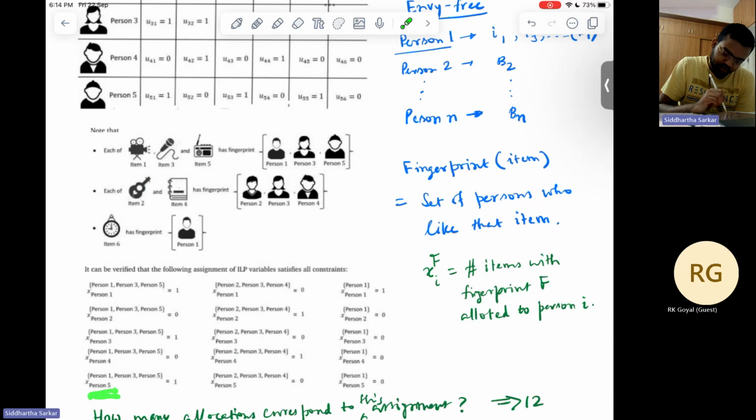And person 5 is given one of these items. So what is left? The radio is left. So person 5 gets the radio. The question is, in how many ways could we make these allocations happen?